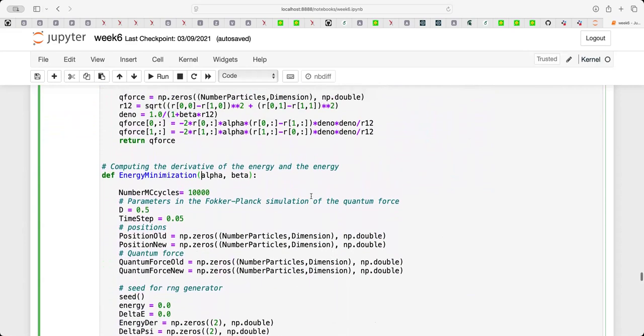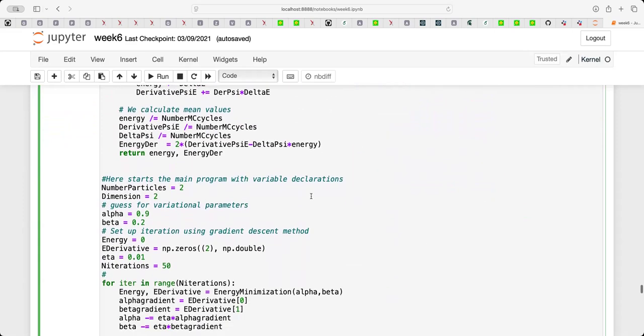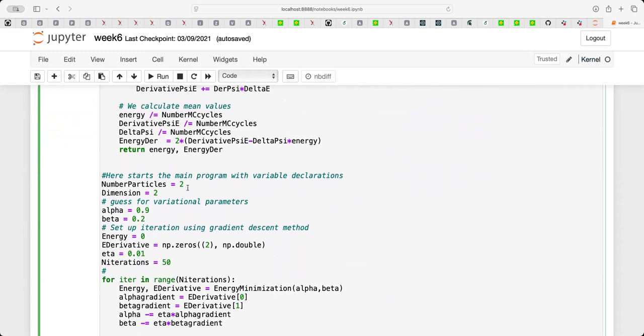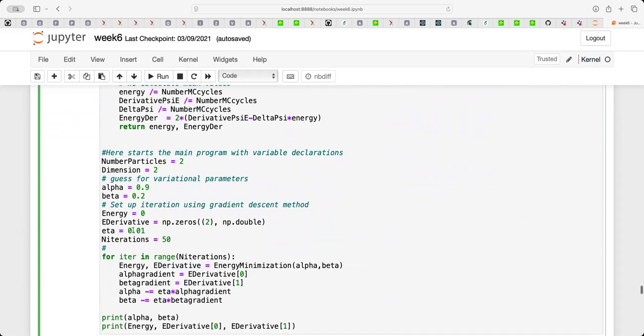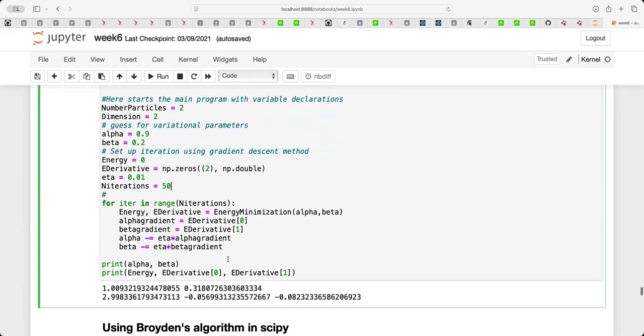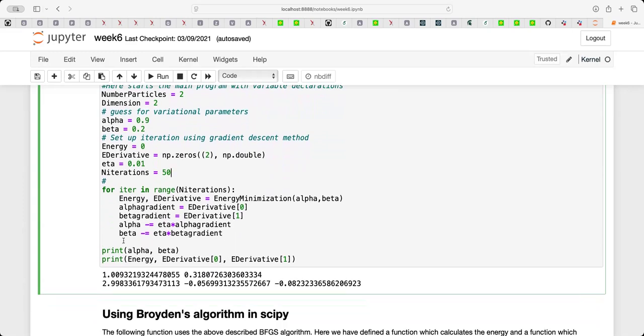So the energy minimization part is this specific function here. So I set up two as the number of particles. I do this in 2 dimensions. And then I'm setting up a parameter, this learning rate, which we call gamma in the lecture notes. I do 50 iterations. And then what you will see when I do these iterations is that it prints my optimal alpha, which is close to 1, because the system is weakly interacting. And then there is a parameter beta for the correlated part, which is 0.3.